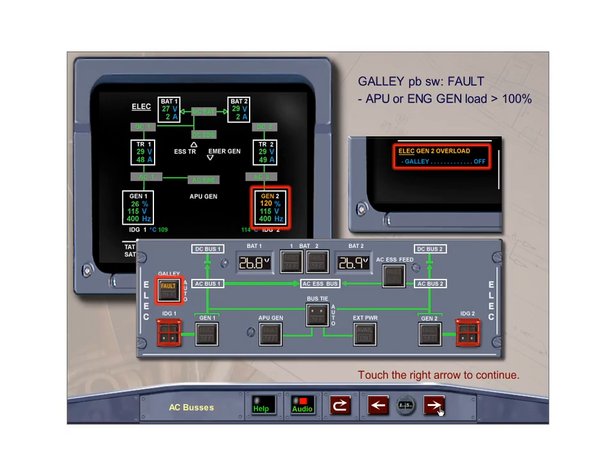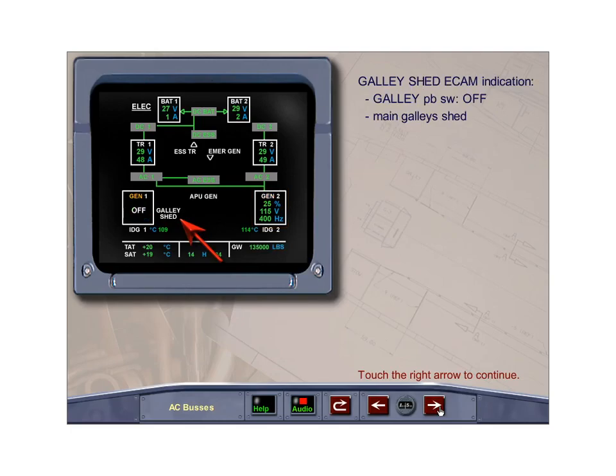The galley push-button switch will indicate fault with an ECAM caution generator overload when the APU generator or an engine-driven generator's load is greater than 100%. The ECAM displays galley shed in white when the galley push-button switch is selected off, or if the main galleys are automatically shed due to the electrical system being powered by only one engine generator.